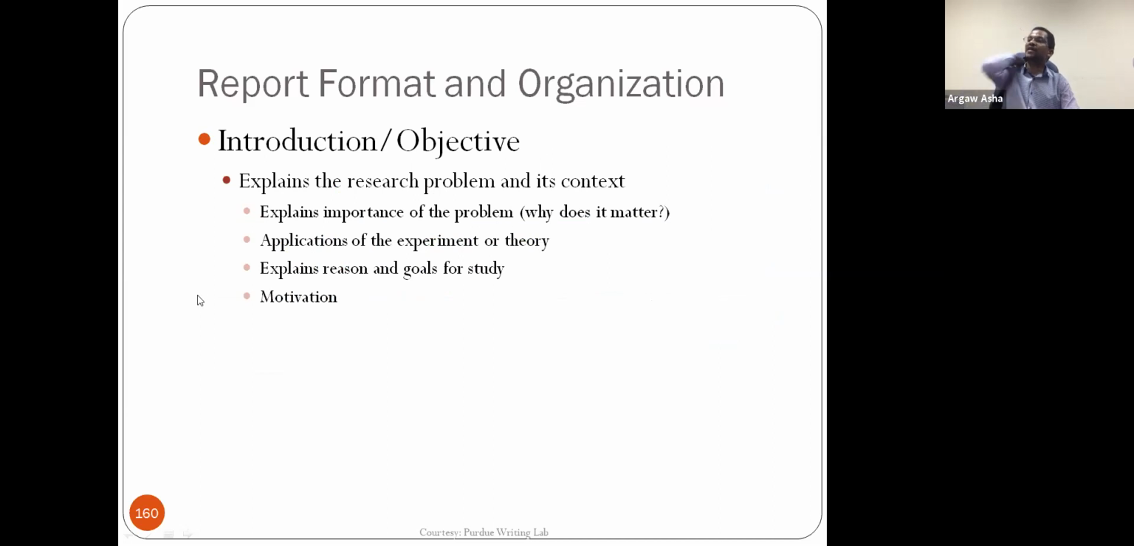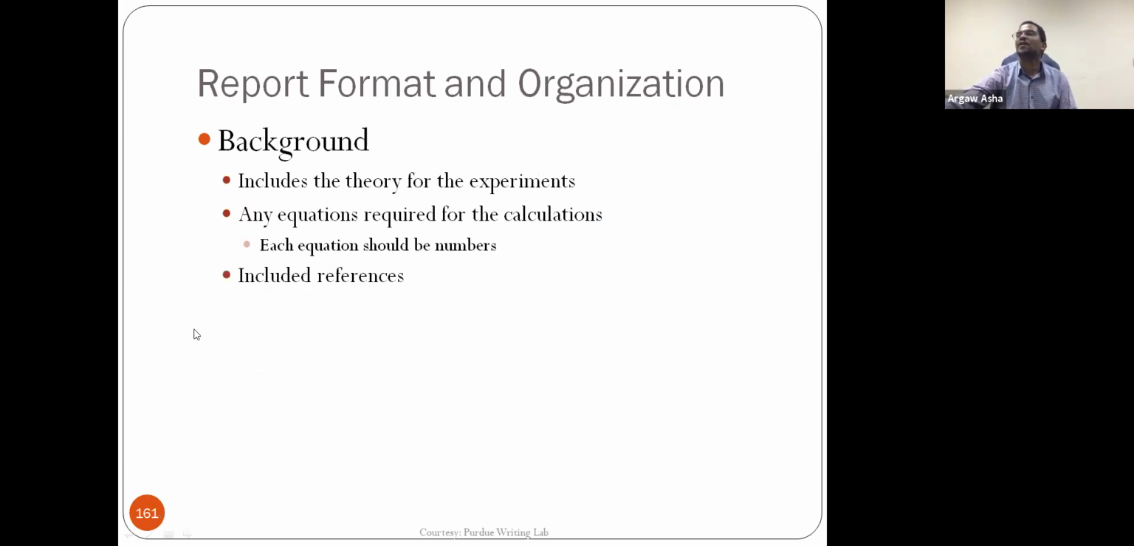Introduction ደግሞ የሚያጠቃለው it explains the research problems and its context. It explains the importance of the problems. Why does it matter? It includes the application of the experiment. It explains the reason and the goal and the motivation. What motivated you to do this research? What motivated you to do this report? Background generally ማጠቃለል ያለበት the theory for the experiment and any equation required for the calculations.